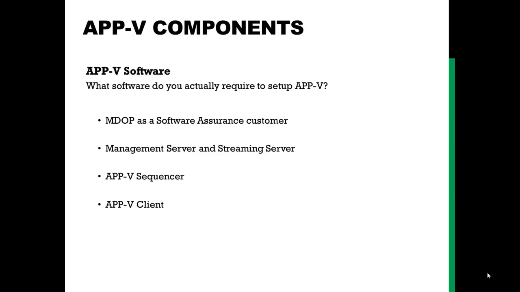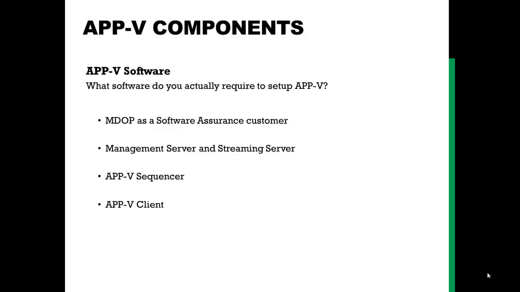So, what software do you actually require to set up App-V? MDOP, which stands for Microsoft Desktop Optimization Pack, is a suite of applications or tools that can be very beneficial to the enterprise. The tool set includes MED-V, which is Microsoft Enterprise Desktop Virtualization, UE-V, User Experience Virtualization, Advanced Group Policy Management, DaRT, which is Diagnostics and Recovery Toolset, and also MBAM, which is Microsoft's BitLocker Administration and Monitoring tool. But also included in MDOP is App-V. MDOP is available at a very good rate for all Microsoft Software Assurance customers.